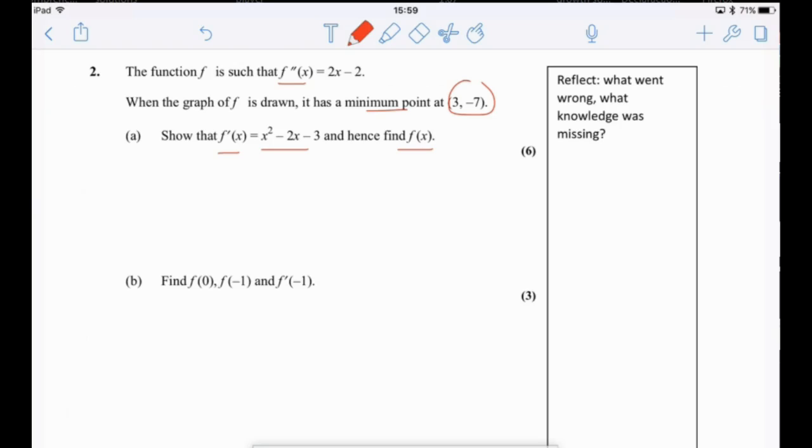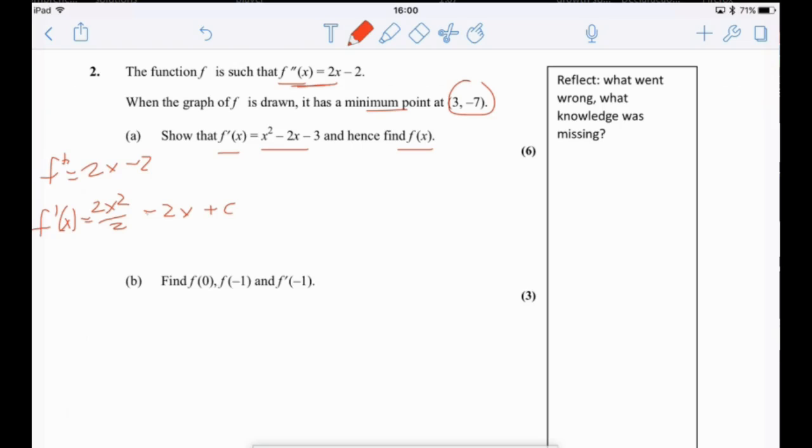Okay, so if we know that the second derivative is 2x minus 2, well, the first derivative would be the anti-derivative of that. We would take 2x minus 2 and we would take the integral of that. We'd say that would be 2x squared divided by 2 minus 2x plus c. Right? That's the integral. Once we find that, we know that that's equal to the first derivative of the function because this was the second derivative.